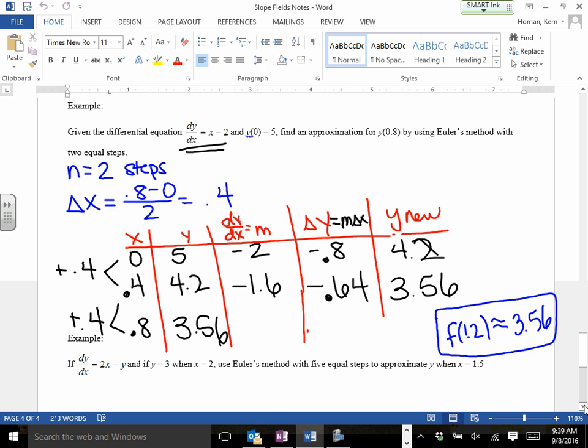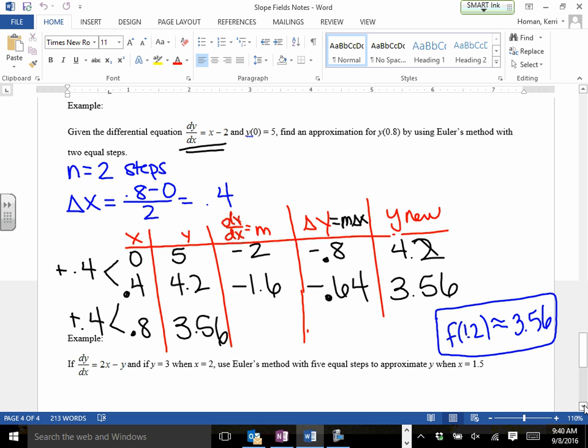Okay. Now, could we solve this one using antiderivatives? This is what we're going to do tomorrow, right? We could multiply that dx over and integrate both sides, right? So y is 1/2 x squared minus 2x plus c. Okay, since our initial condition is 0, 5, y is 1/2 x squared minus 2x plus 5.